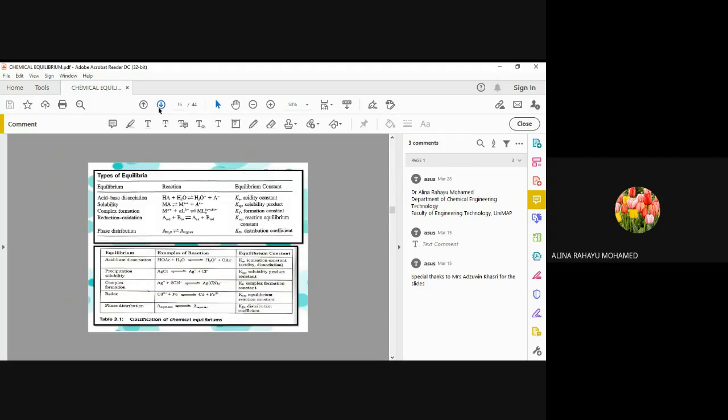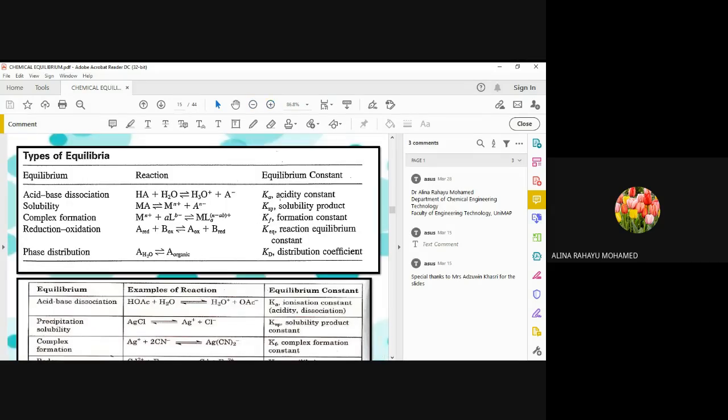Okay, for acid-base equilibria or acid-base dissociation, we represent the equilibrium constant as Ka. For solubility, Ksp is the equilibrium constant. Complex formation, Kf, the formation constant. Keq for redox reaction. Phase distribution, Kd, the distribution coefficient. So there are several types of equilibrium constant. In this case, we have five types.